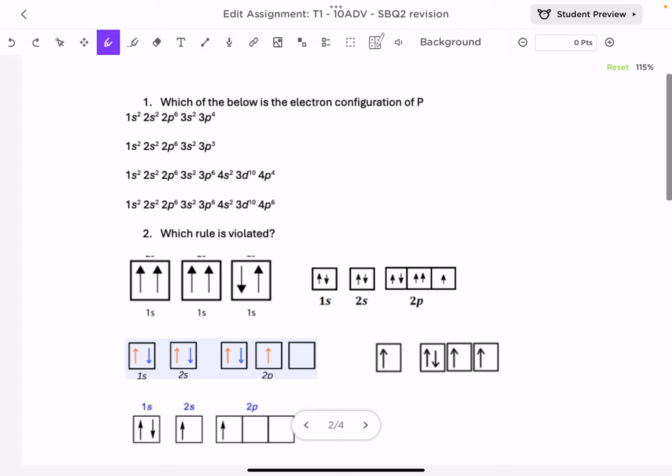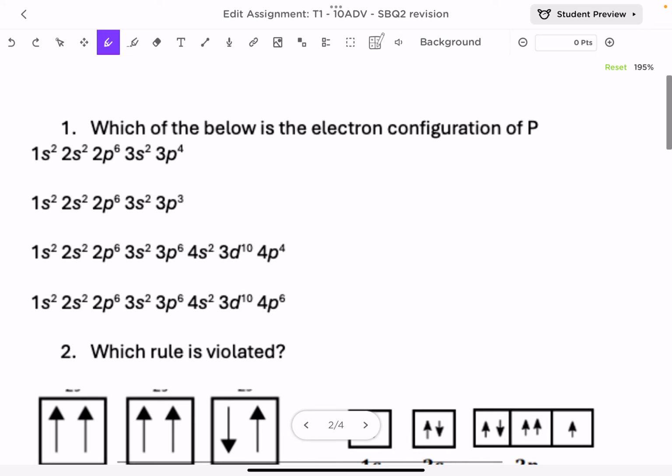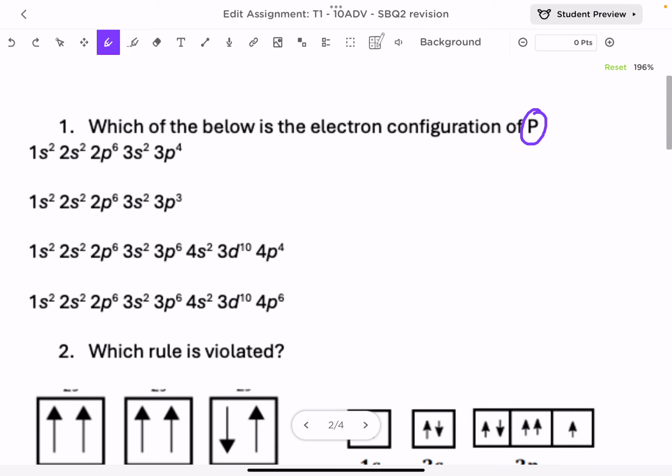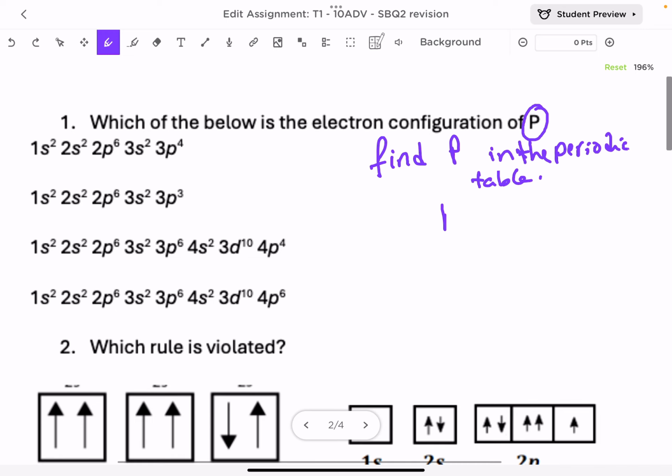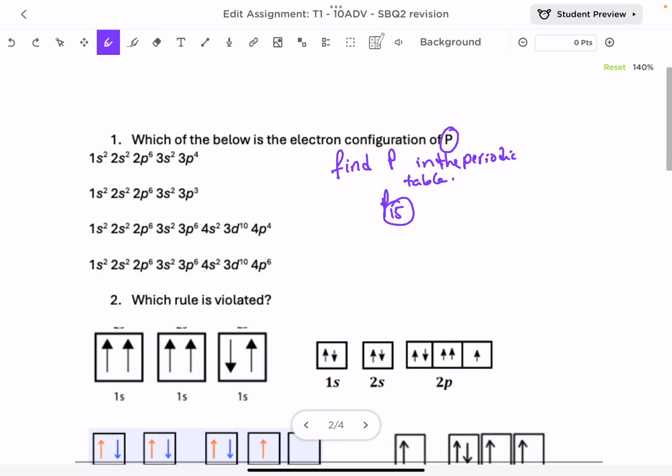Now, which of the below is the correct configuration of P? The first thing you do is go and look for P in the periodic table. Find P in the periodic table, and it shows that P has 15 electrons.